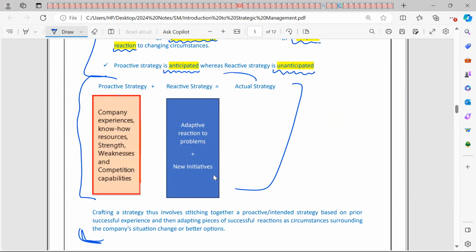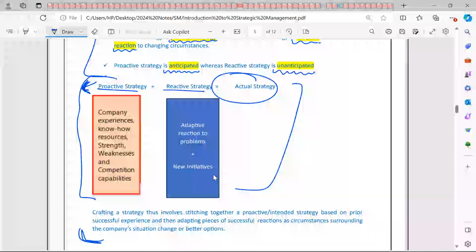What is the formula of your actual strategy? Your formula of actual strategy is proactive strategy plus reactive strategy. Proactive strategy means planned strategy, which you have already made, basis your experiences, basis your knowledge, basis your SWOT analysis, basis your resources.